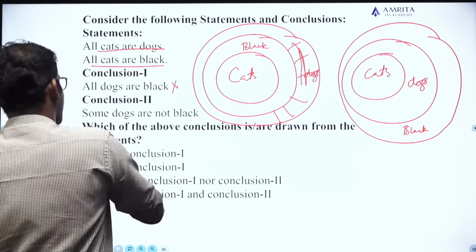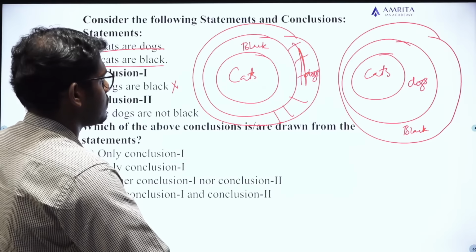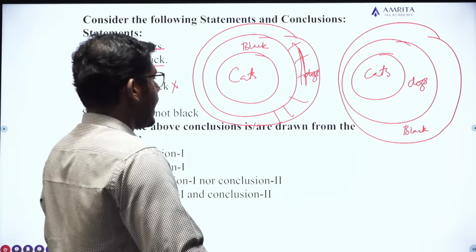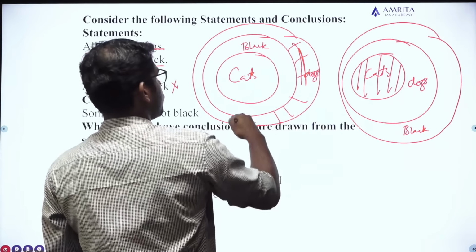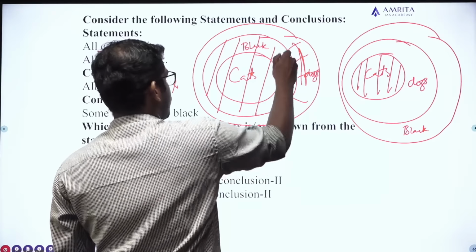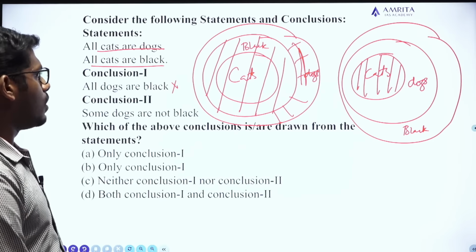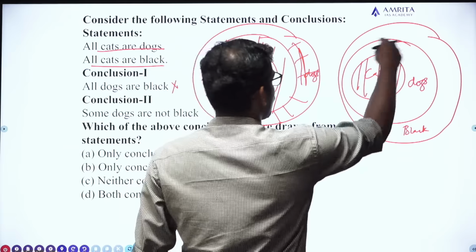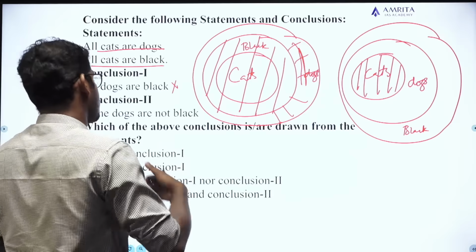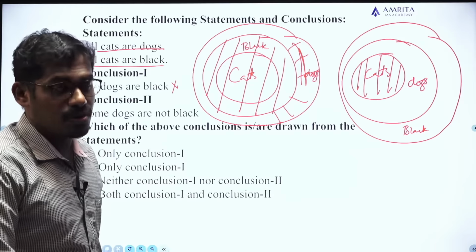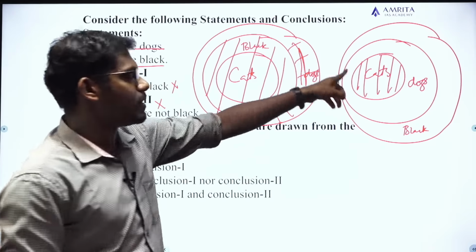Okay. Next one. Some dogs are not black. See, in any possible way, some dogs means it can be the larger one. So can we say that some dogs are not black? No. By any means, some dogs also belong to what? Black. So some dogs are not black cannot be possible. Cannot be possible means it is not a right conclusion. So some dogs are not black is not correct in both diagrams.